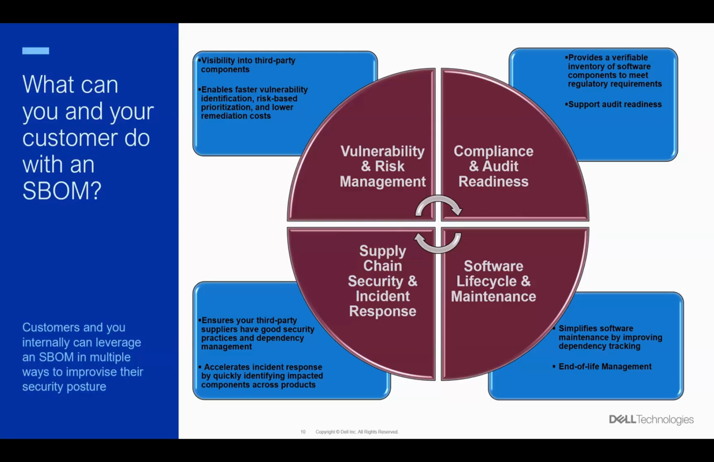And then compliance and audit readiness. This is critical for us because we get audited and we have a lot of questions on third-party transparency and third-party supply chain risk. So it provides a verifiable inventory of information. It is a compliance act. So that is one thing we support for audit readiness. The software lifecycle and maintenance: it simplifies software maintenance by improving dependency tracking.